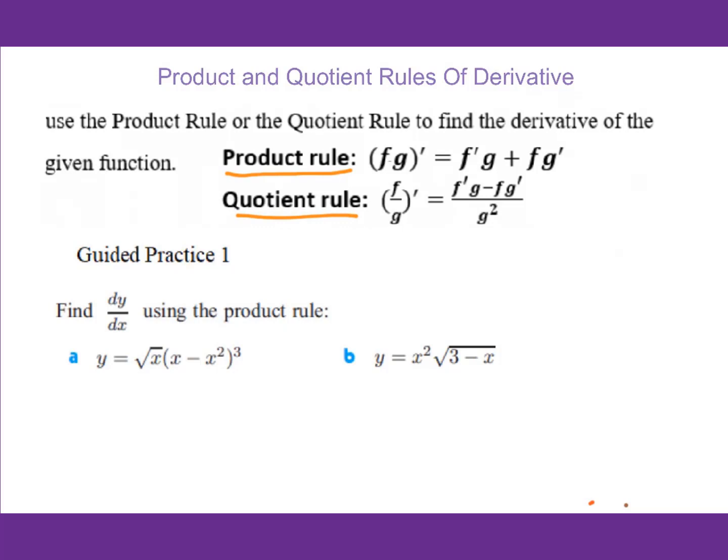Guided practice 1. Find the dy by dx using the product rule. First of all, we know these two functions do the multiplication. So you will do the derivative for the first function times the second function. Then you plus the first function multiplied by the derivative of the second function.